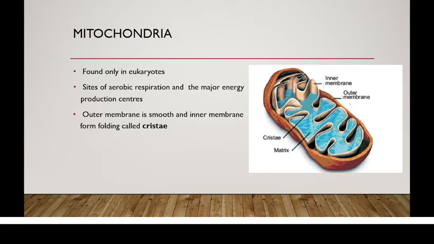Now, as you can see in the diagram, it is composed of two membranes. The outer membrane is smooth while the inner membrane forms foldings known as cristae. These basically increase the surface area where the reaction takes place, the production of ATP. And mitochondria has its own DNA and ribosomes.